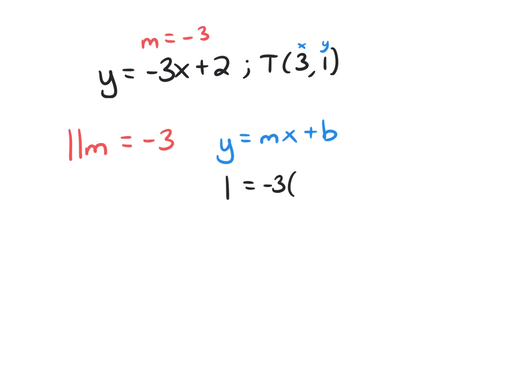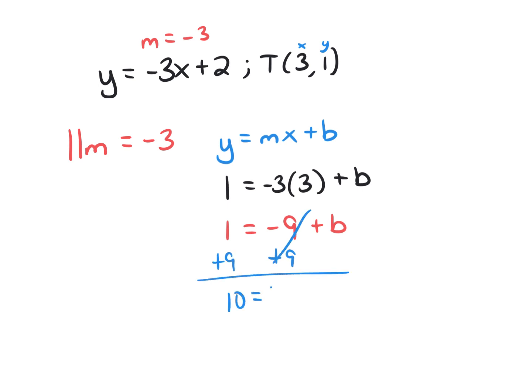-3. What's x? What's our x value? 3. And then we don't know what b is, right? So I'm just going to put plus b. This just turned into an algebra problem trying to get b by itself here. What's -3 times 3? -9 plus b. What would my last step be to get b by itself? Add 9. So we end up getting 10 equals b.